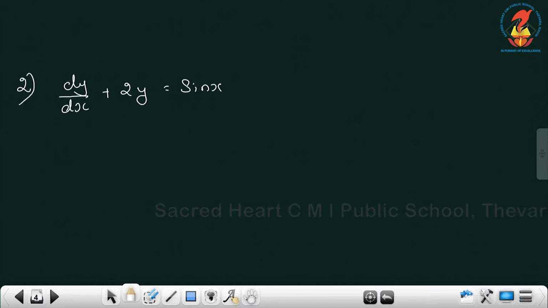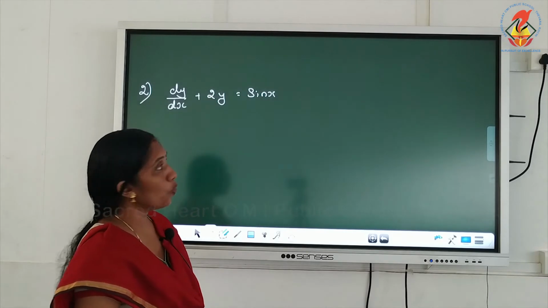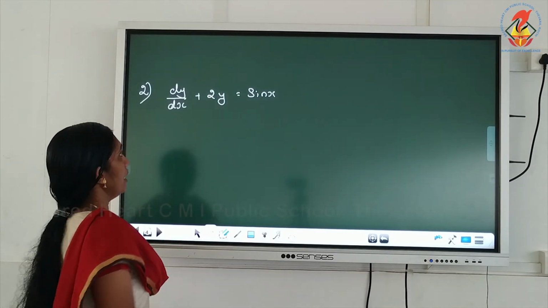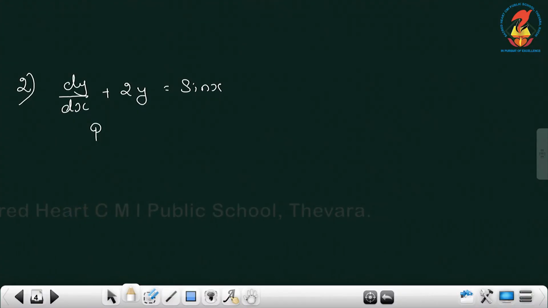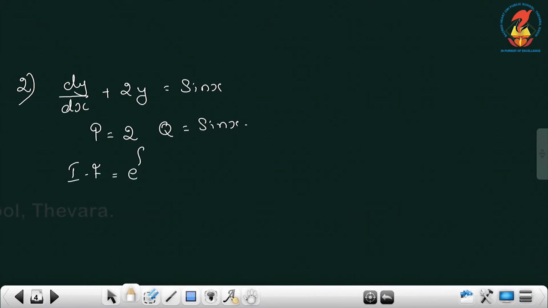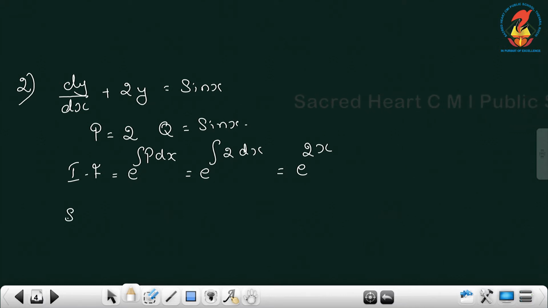On the next one, dy by dx plus 2y is sin x. Here, what is p? 2. q is equal to sin x. Find integrating factor. e raised to integral p dx. That is e raised to integral 2 dx. 2 is a constant, take out. Integral dx is same as x. So that is the integrating factor. Now the solution.